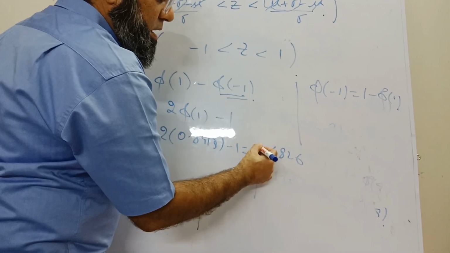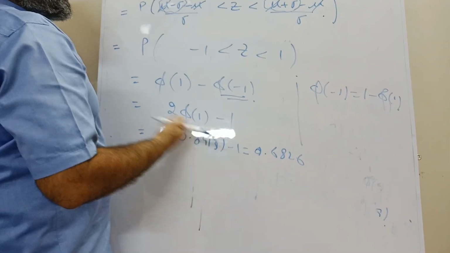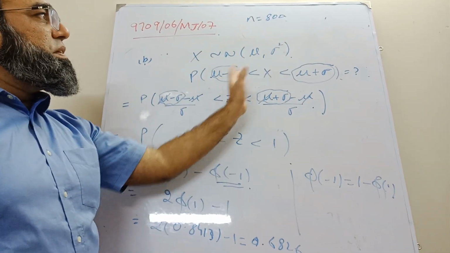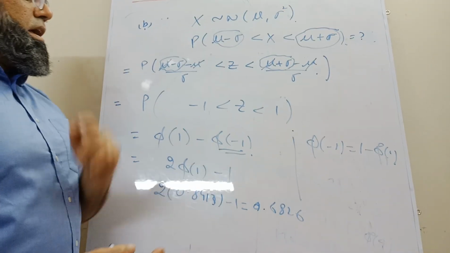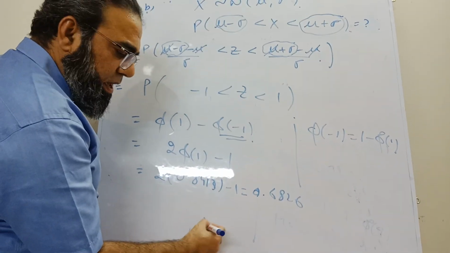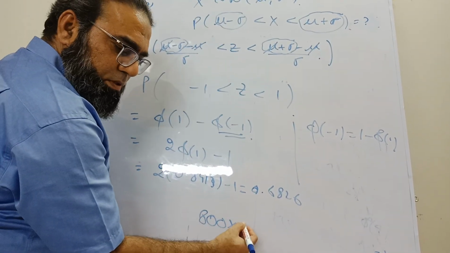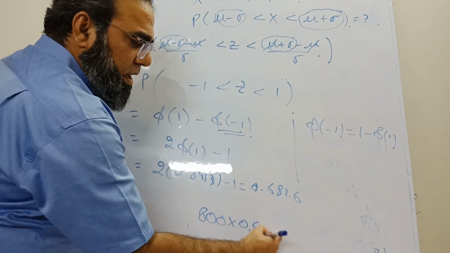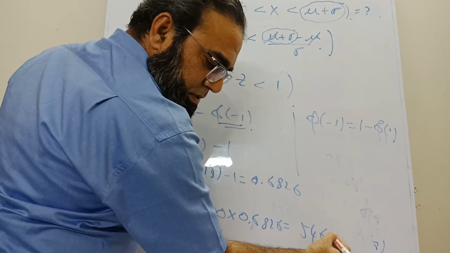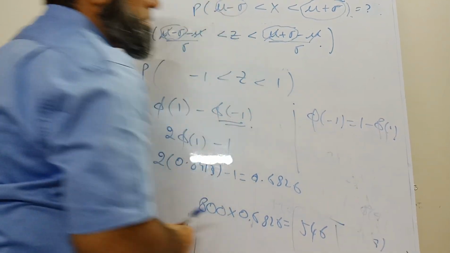that is 0.6826. We had to tell how many of these 800 lie between this. So you multiply this probability with 800, and that will be the final answer. That is 800 times 0.6826, which is 546. Okay, this is the answer.